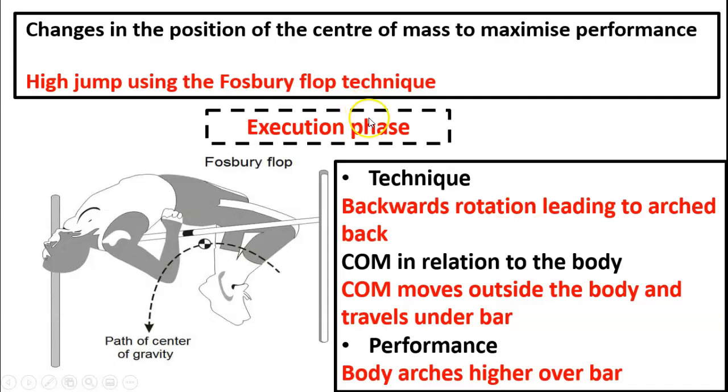You need to pick it up by saying technique, centre of mass in relation to the body, and then what does that mean for performance? Body arches high over the bar, which leads to a higher jump. That's our final point.